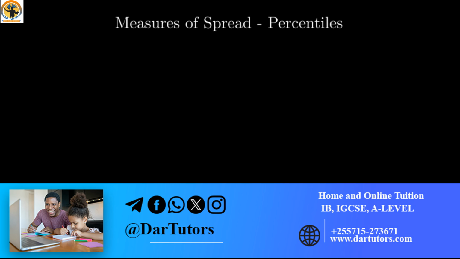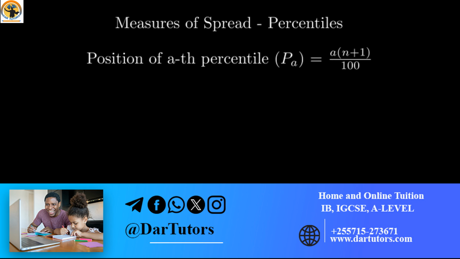Our objective is to define and calculate a specific percentile for a dataset. While quartiles divide data into 4 parts, percentiles divide data into 100 equal groups. They tell you the percentage of data that falls below a certain value. To find the position of the Ath percentile in an ordered dataset of size n, we use this formula. For example, for the 80th percentile, A would be 80.